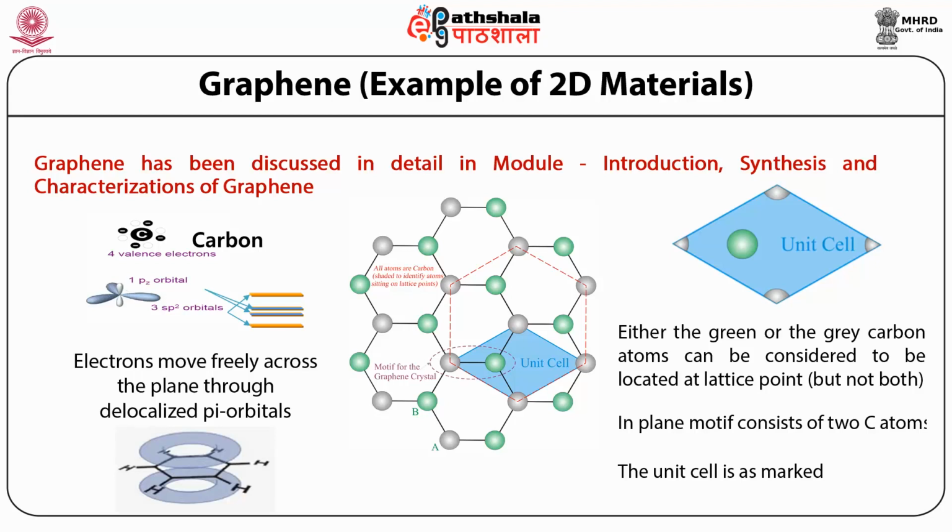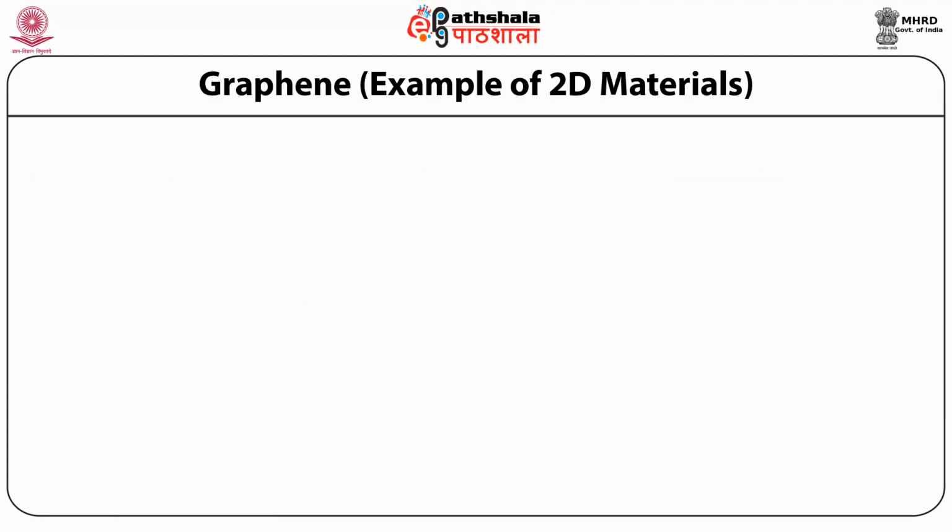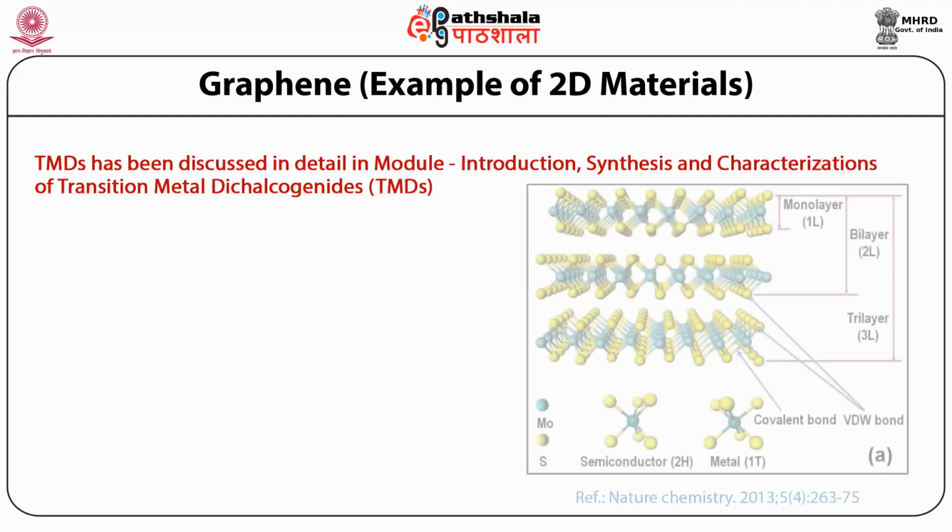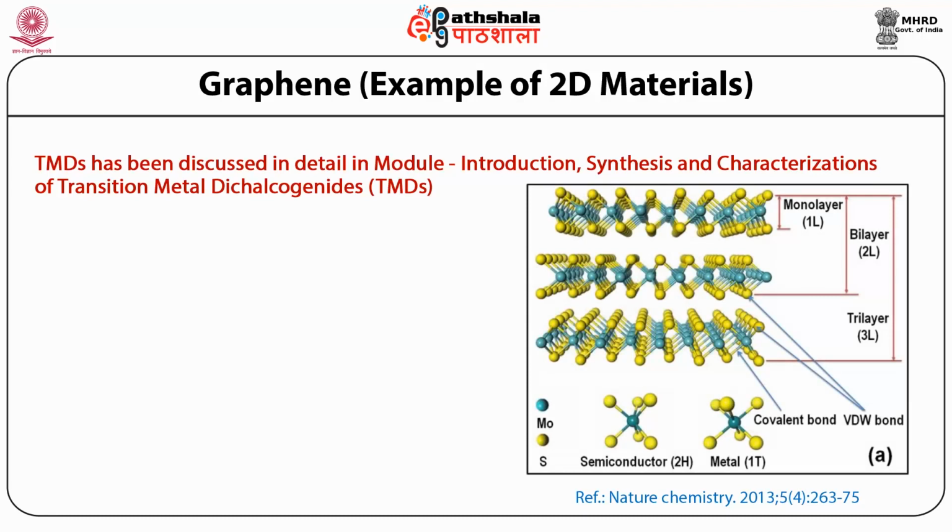Graphene has been discussed in detail in another module named Introduction, Synthesis and Characterization of Graphene. Transition metal dichalcogenides, another example of 2D material. TMDs have been discussed in detail in the module named Introduction, Synthesis and Characterization of TMDs. In brief, here I want to say that TMDs are layered materials.